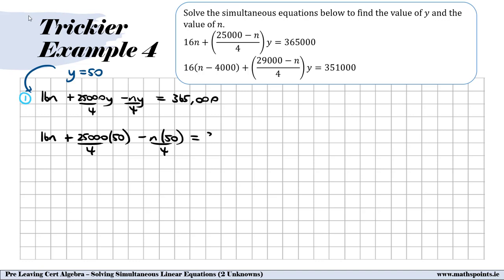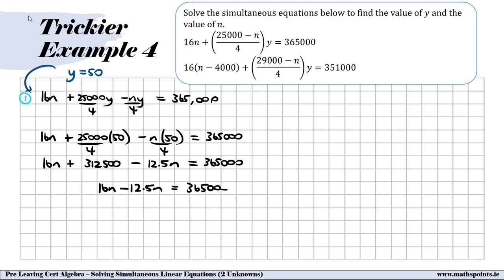So equation 1 now becomes 16n plus 25,000 over 4 times 50 minus n times 50 over 4, and that's equal to 365,000. So we get 16n plus 25,000 times 50 divided by 4 is 312,500 minus n times 50 over 4 is 12.5n, and that's equal to 365,000. I'll collect the n terms on the left, so I have 16n minus 12.5n, and then to get rid of the 312,500 from the left, I'm going to subtract 312,500 from both sides. And so on the left hand side I have 3.5n, and on the right hand side I have 52,500.